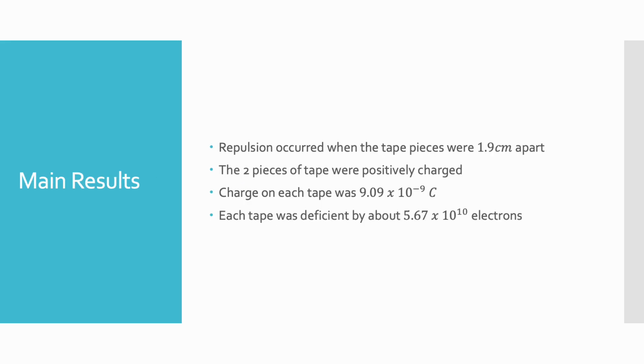The main results of the lab were as follows. Repulsion occurred when the two pieces of tape were 1.9 centimeters apart. I identified that the tape pieces were both positively charged and that the charge on each piece was 9.09 times 10 to the negative 9 coulombs. Also, each piece of tape was deficient by about 5.67 times 10 to the 10th electrons.